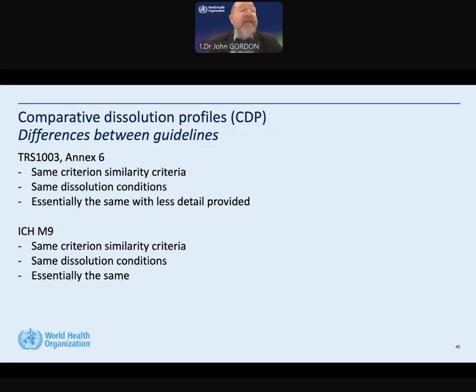Very quickly looking at the differences between the old guideline and the new guideline. Basically, there aren't differences in terms of dissolution requirements. Maybe less detail is provided in the old guideline, but basically you're looking at the same criterion for similarity, the same dissolution conditions are maintained. And also for the ICH M9, the same criteria for similarity, the same dissolution conditions. Basically, the requirements with respect to comparative dissolution are the same between M9 and the new WHO guideline, and very similar to the old WHO guideline.